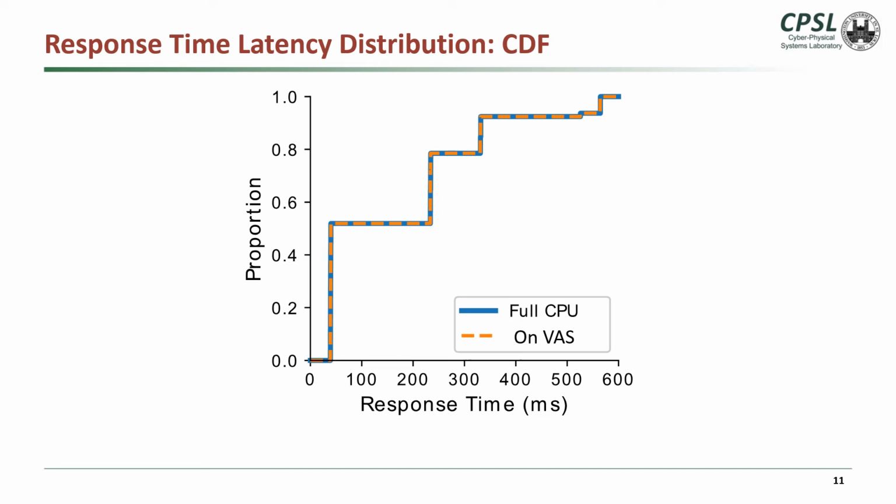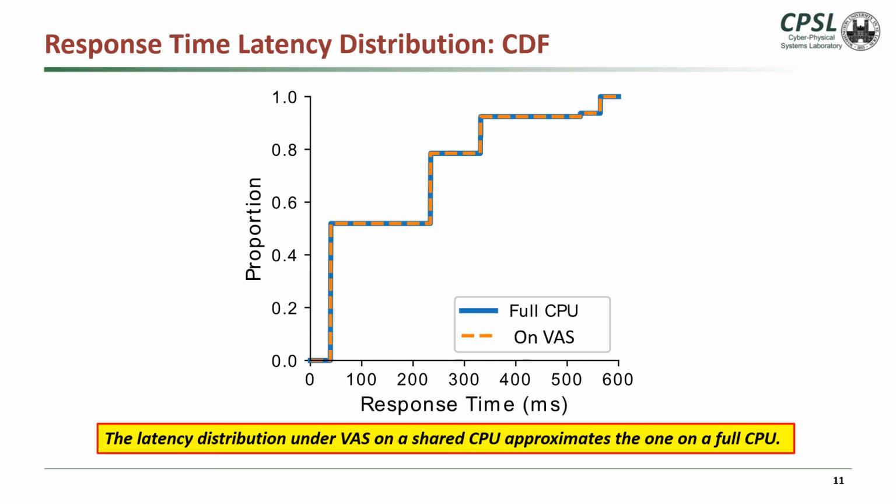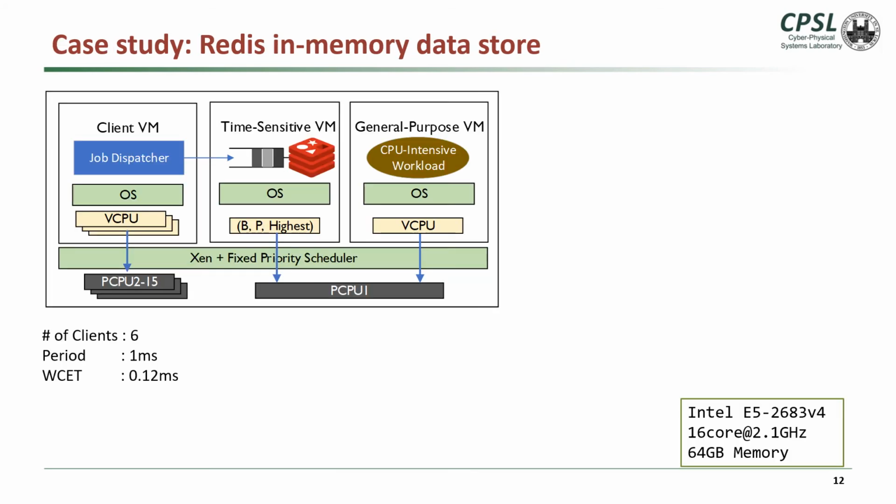So you can see that the full CPU is shown as a solid blue line, and our VES totally overlaps with the distribution curve of the full CPU. So we can tell that the latency distribution under VES on a shared CPU approximates the one on a full CPU. Now let's show some real-world case studies.